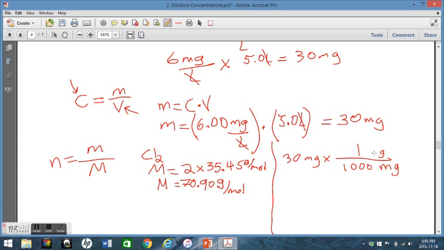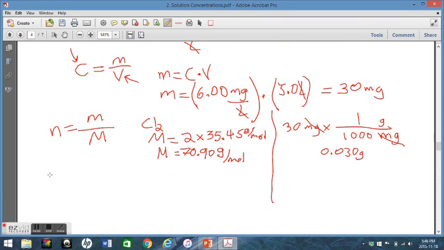Now, how do I do this? I do 30 times 1 and divide by 1,000. 30 times 1, divide by 1,000. Look at this. Milligrams go away. I'm left with grams. And I have 0.030 grams. Plug this into here.